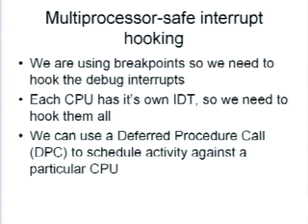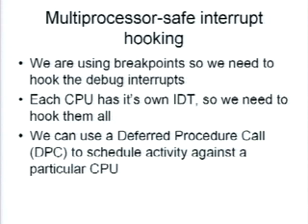Multiprocessor safe interrupt hooking is another problem we have to solve. Dual core systems, anything like that, we'll have to deal with that. So how many interrupt tables are on a dual CPU system? Come on, guys. Someone knows. How many interrupt tables on a 2 CPU system? 2. Thank you. 1 for every processor.